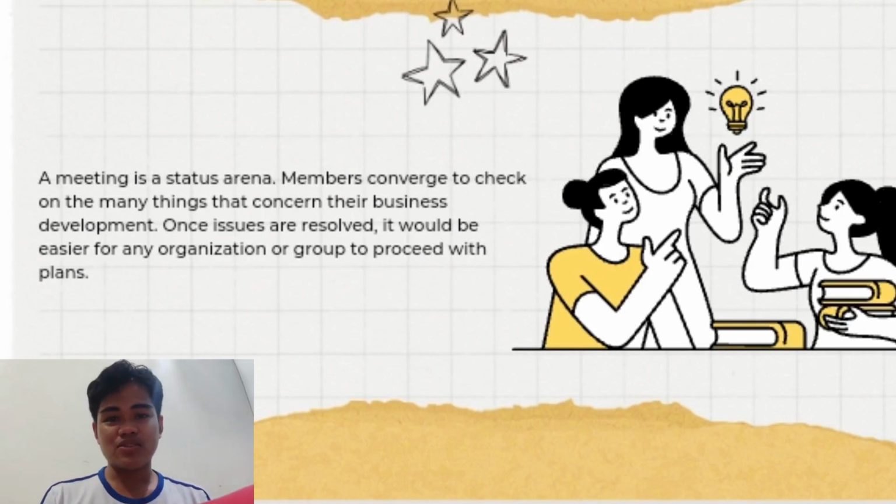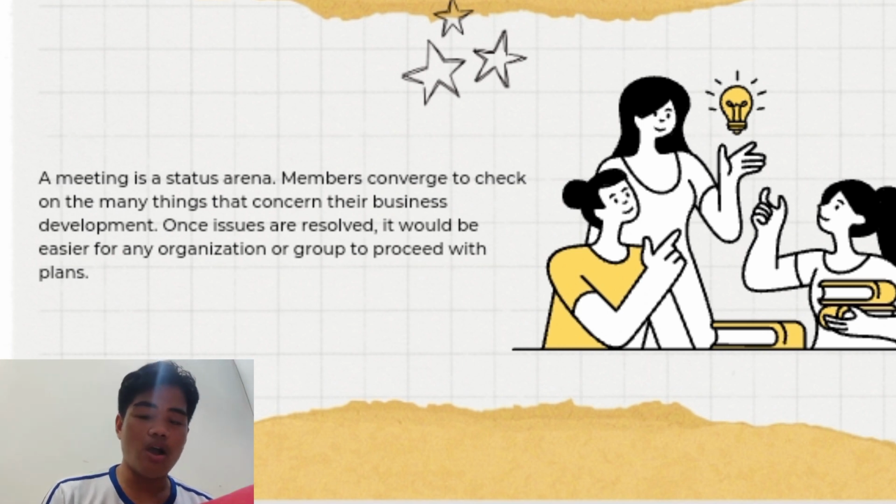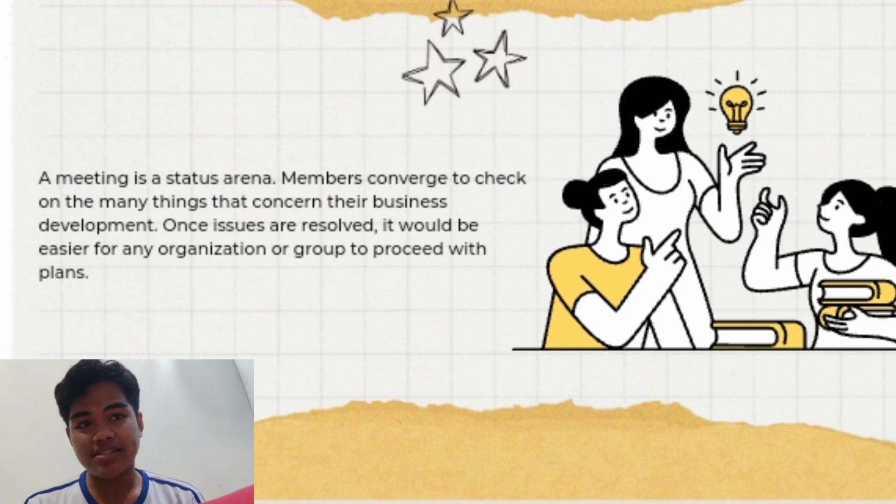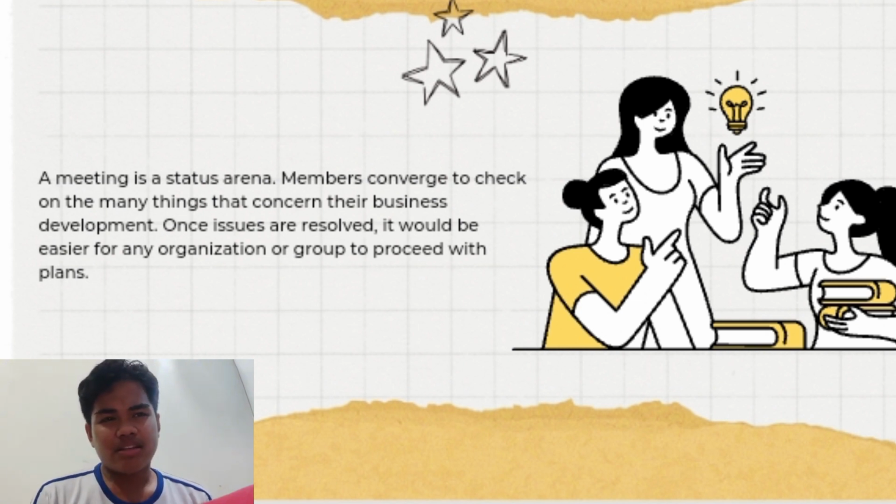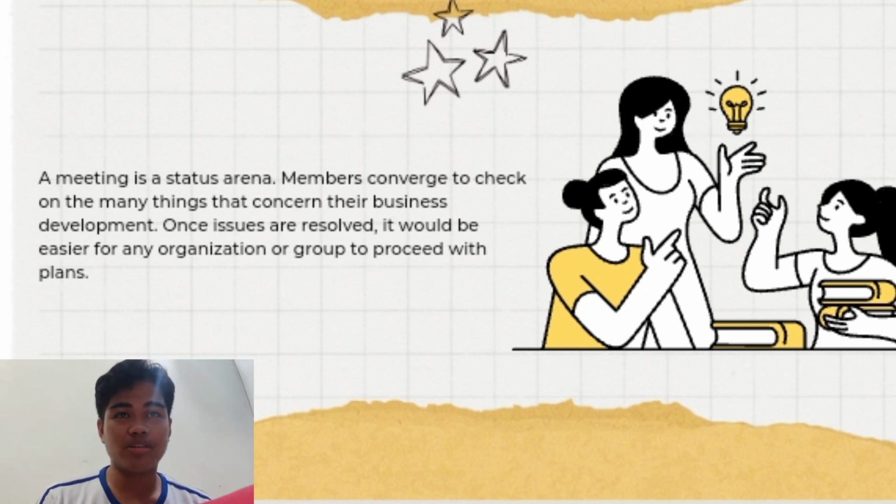A meeting is a status arena. Members converge to check on the many things that concern their business development. Once issues are resolved, it would be easier for any organization or group to proceed with plans. So meetings are like the status arenas of the workplace. It's where members come to discuss important matters related to their business or organization.